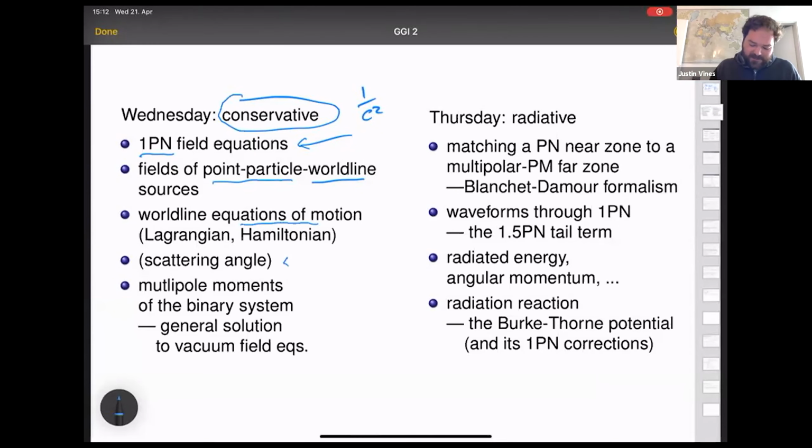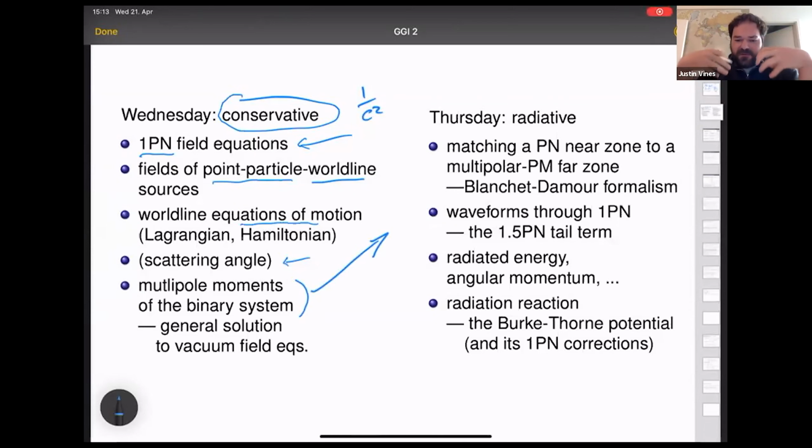Briefly mention things, for example, how the Hamiltonian is related to the scattering angle, a story which many of you have heard about. And finally, I think the last thing for today will be multipole moments of the binary system, which are very much important in this post-Newtonian approach.